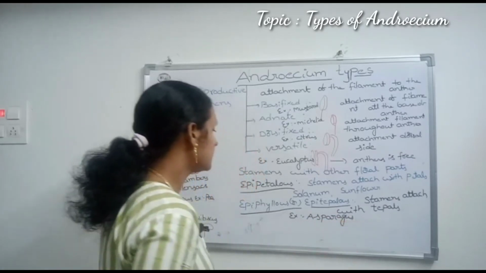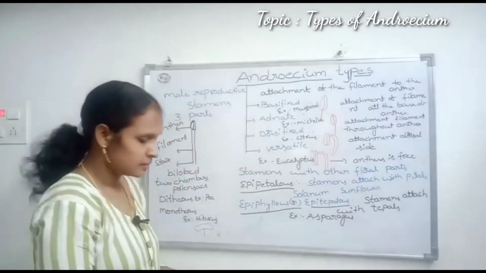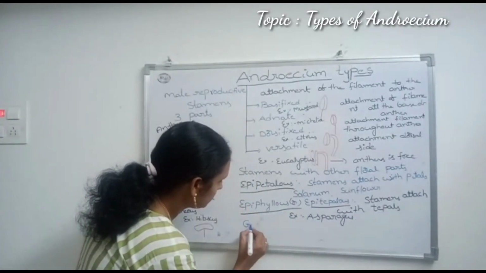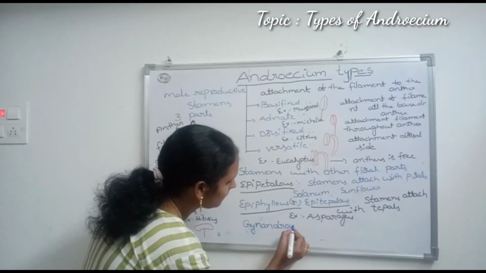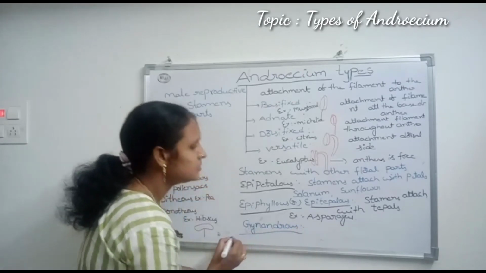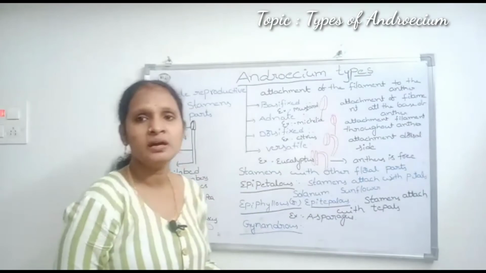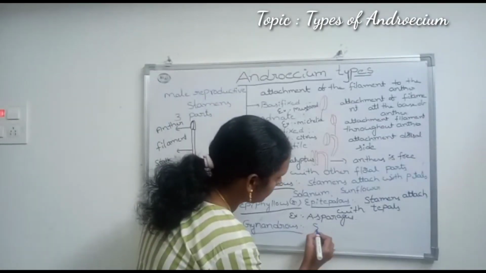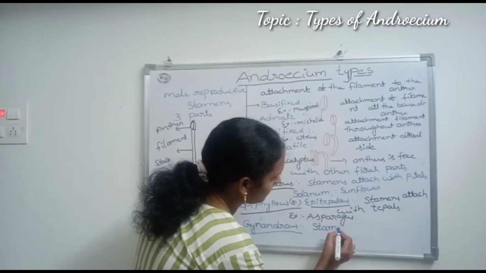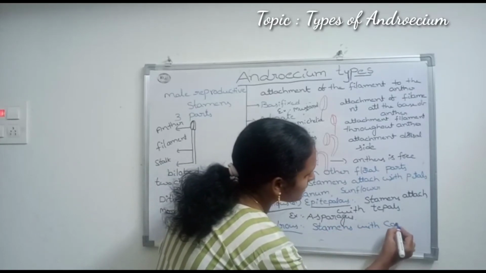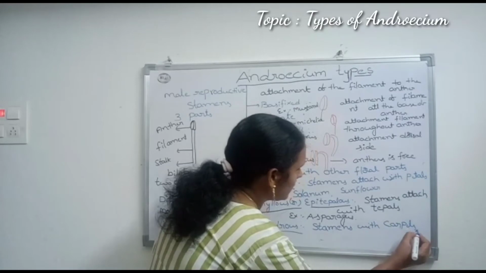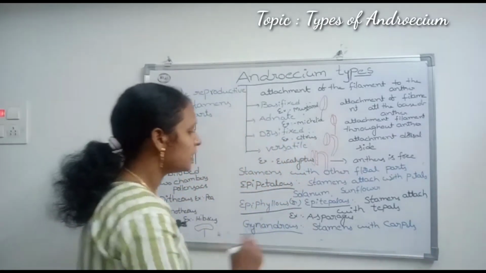And the next one is gynandrous. Gynandrous means stamens are fused with the carpels. Example is Calotropis.